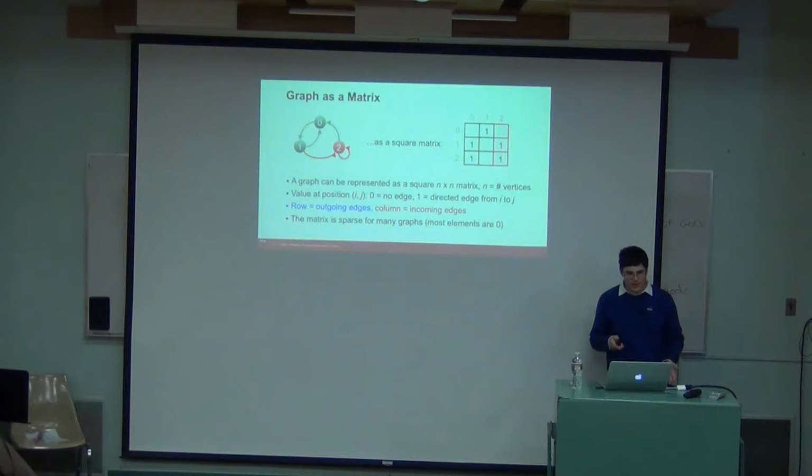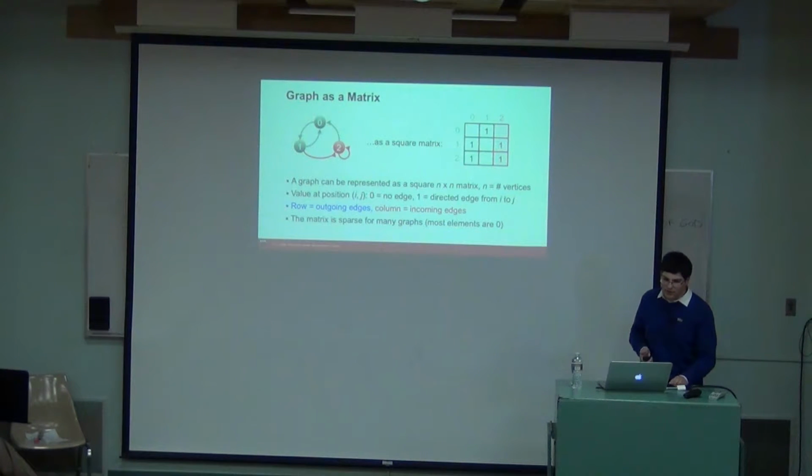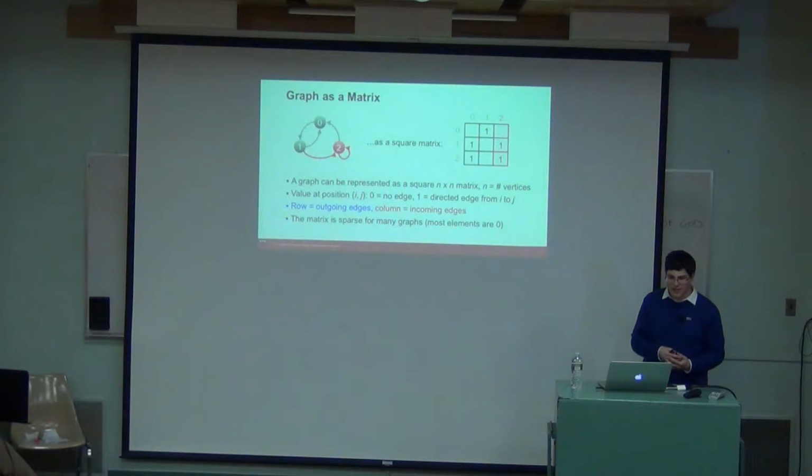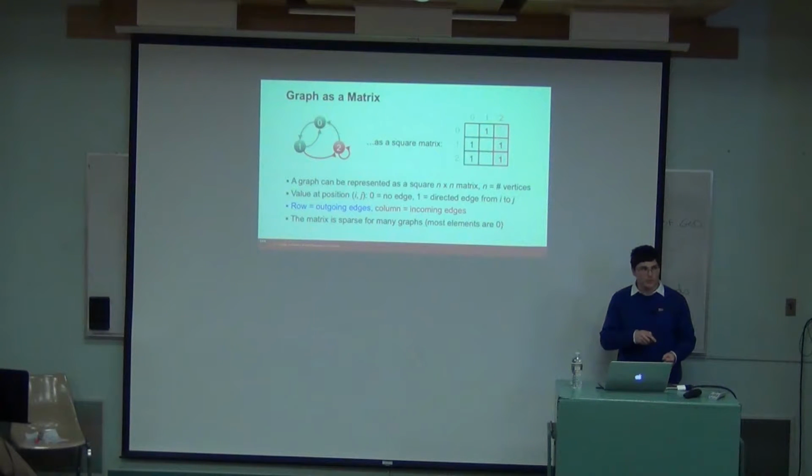So this is a very commonly used matrix notation. We usually don't represent graphs like this on a computer, but it's the theoretical foundation for graphs. And in most real-world cases, the matrix is very sparse for many graphs, meaning that almost all elements are zeros. And we are going to leverage this information when we talk about CSR.